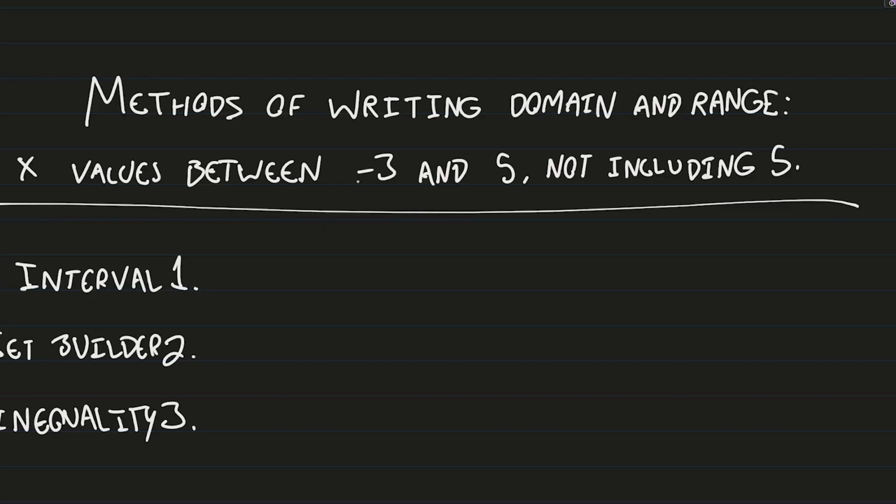Here we're asked to write x values between negative 3 and 5, not including 5. Let's try that first with interval notation. In interval notation, you are using brackets and parentheses.